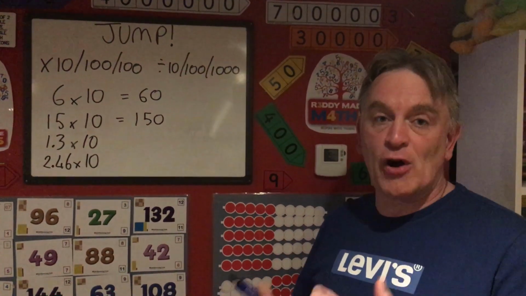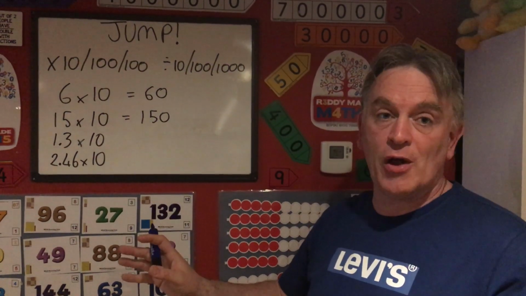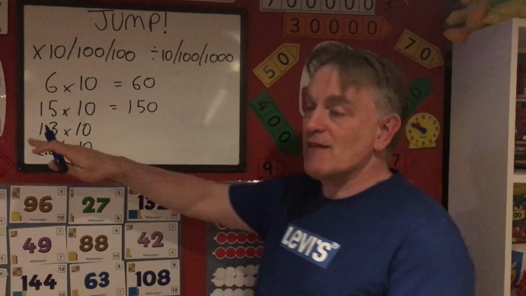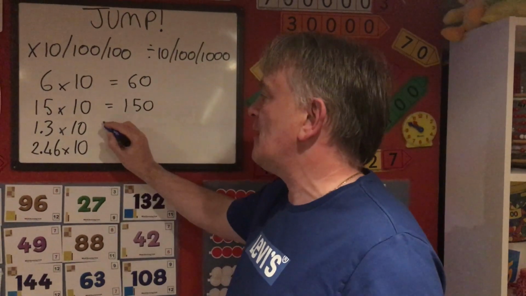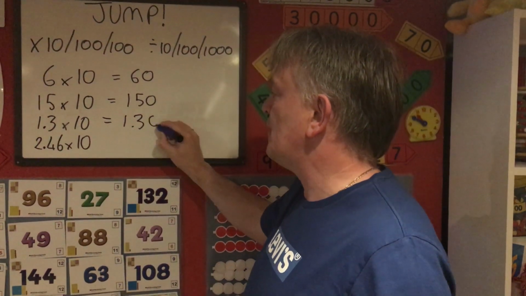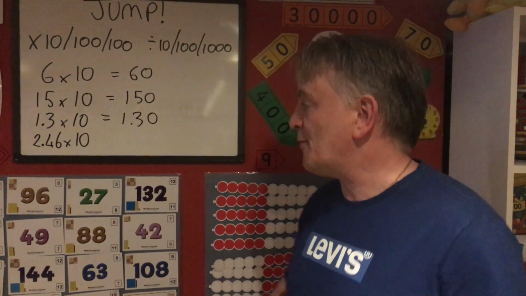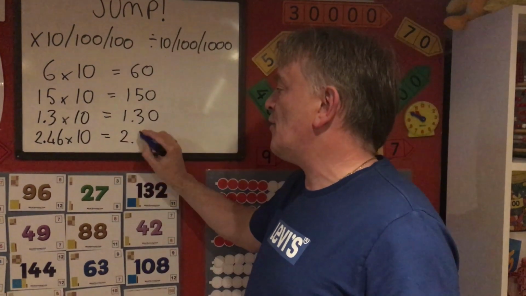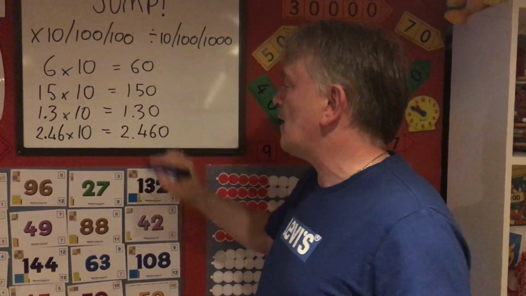And the problem actually starts to occur if you've taught that in Key Stage 1 or lower Key Stage 2, you'll just stick a 0 on the end. Then when we get to decimals, suddenly it all changes. Let's follow that rule. 1.3 times 10, add a 0, and we end up with 1.30. 2.46 multiplied by 10, add a 0, we end up with 2.460.